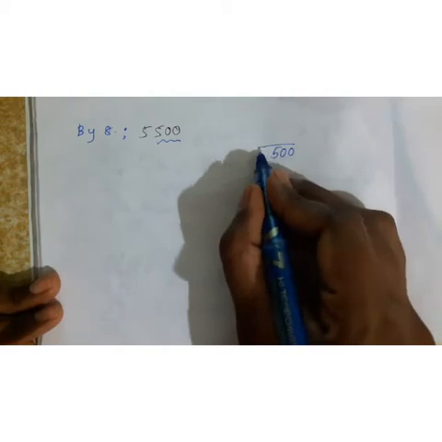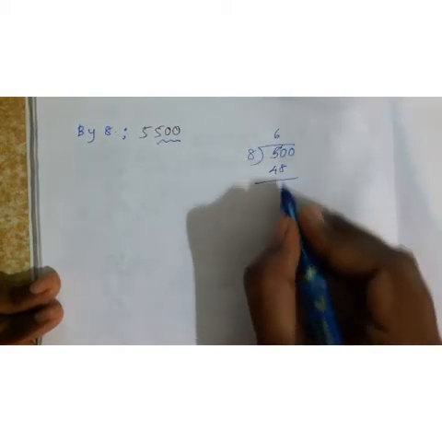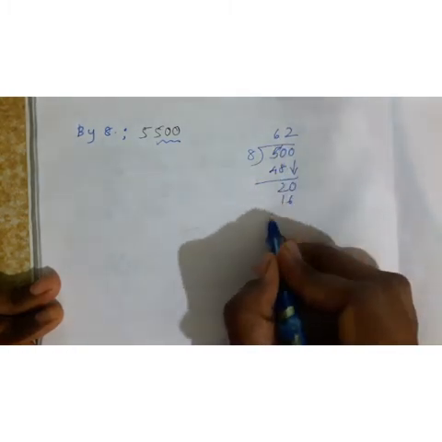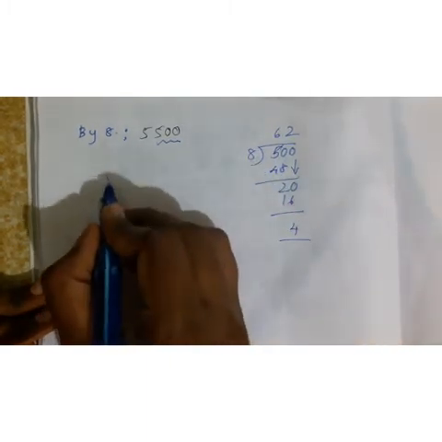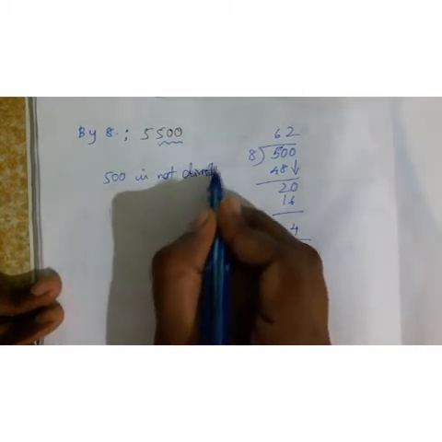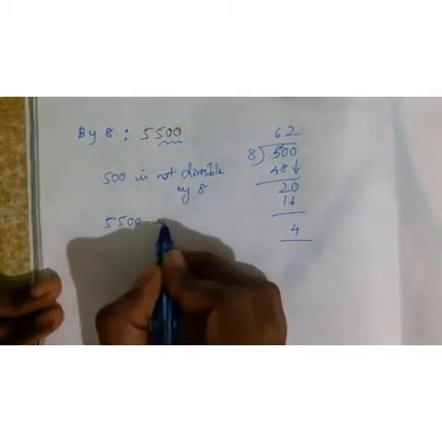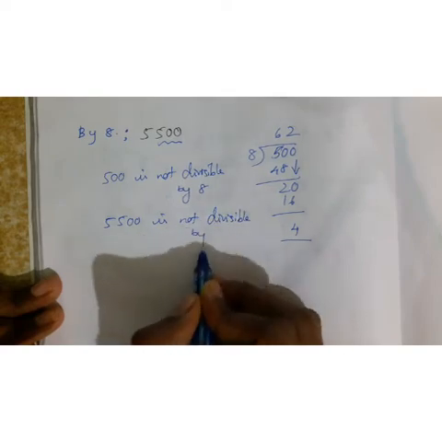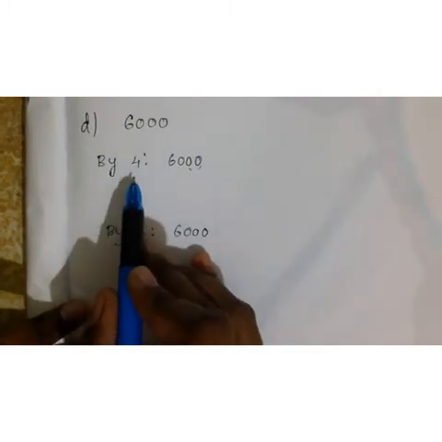500 divided by 8. 8 6s are 48. 50 minus 48, 2. Bring down 0, 20. 8 times 2, 16. 20 minus 16, 4. So 500 is not divisible by 8. Hence 5500 is not divisible by 8. D part, 6000. Divisibility test for 4.